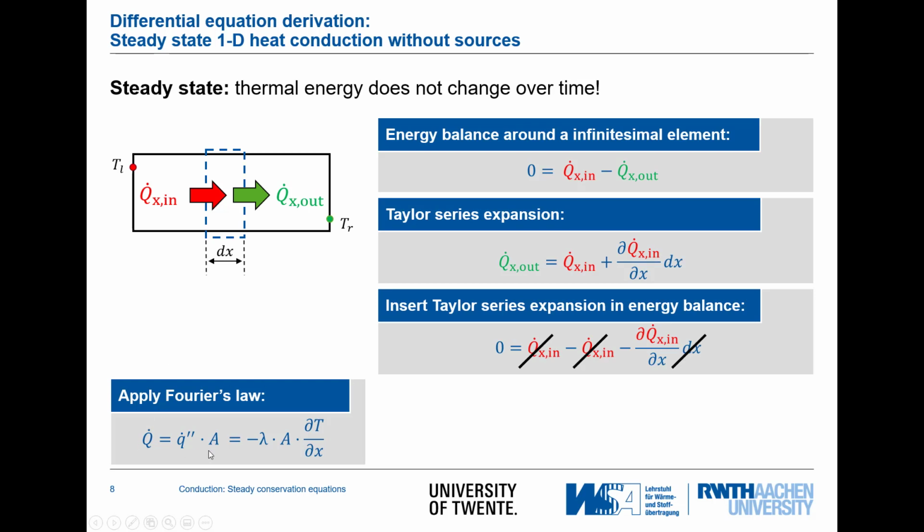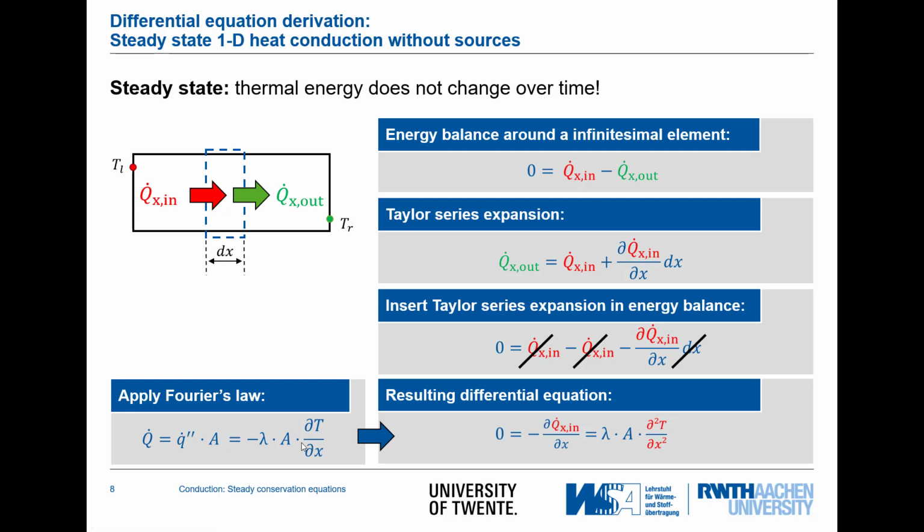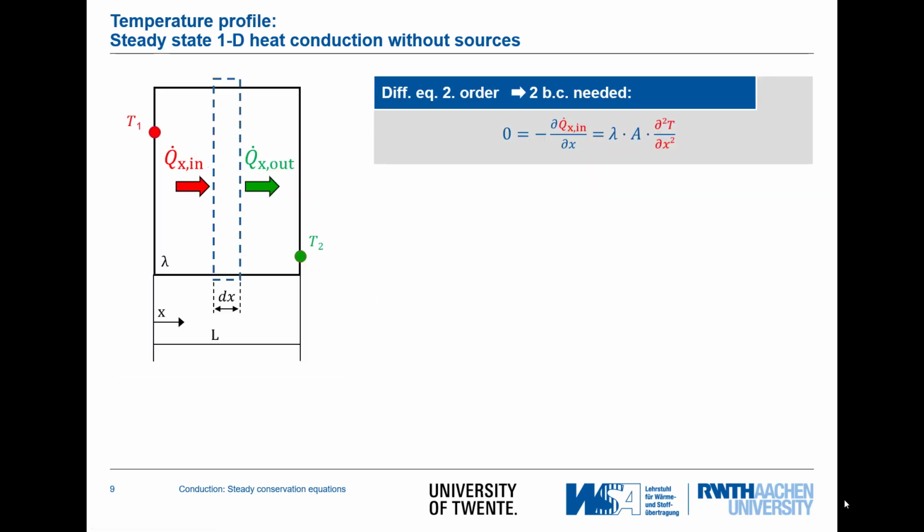So we can apply Fourier's Law. Q is equal to minus lambda times A times the first derivative of the temperature with respect to x, and enter this into the equation. And because we have the derivative and then import a second derivative here, we end up with an equation that is 0 is equal to lambda times A times the second derivative of the temperature with respect to the coordinate x. How can we solve this differential equation of second order?